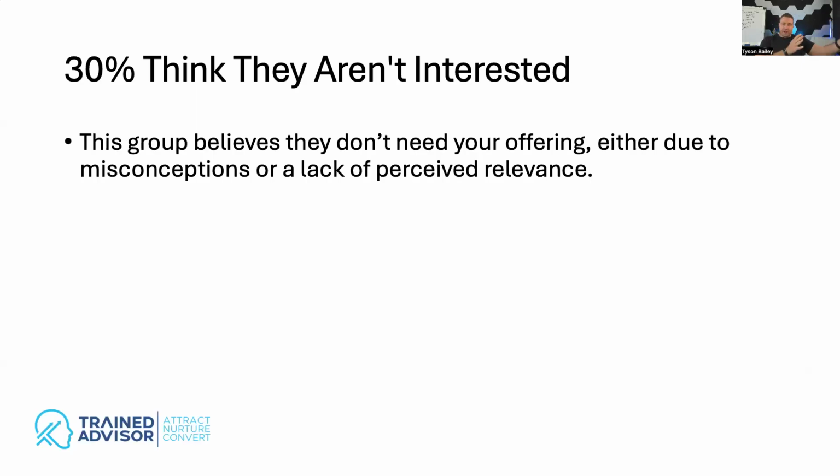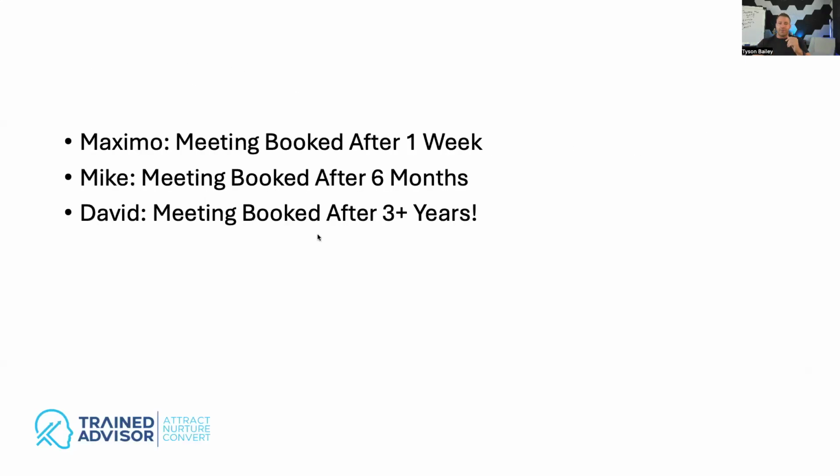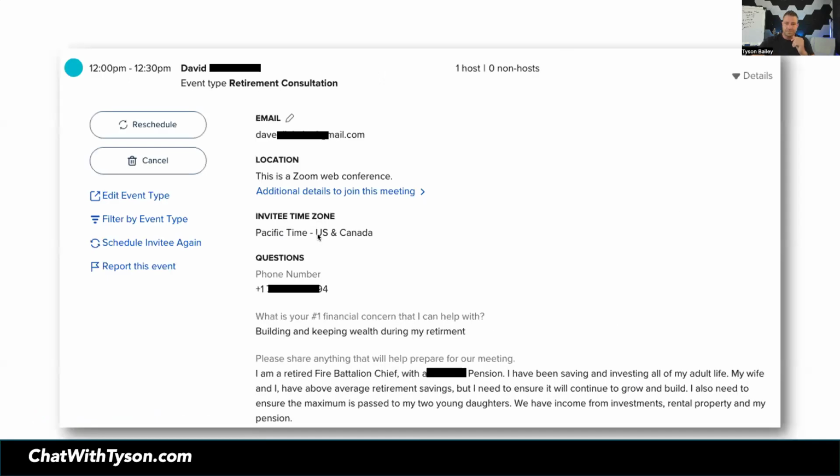Now, it'll be interesting monitoring the sales journey with this. So we're already talking about the marketing journey. Now let's go through the sales journey. It'll be really interesting as the sales journey progresses to see what his hot buttons are. Now, we know from what he booked on the calendar, he says his number one financial concern is building and keeping wealth during retirement. What I also love about this, inside of the details that he gives the advisor when he booked the meeting, is I need to ensure it will continue to grow and build. Got it. I also need to ensure the maximum is passed to my two young daughters.